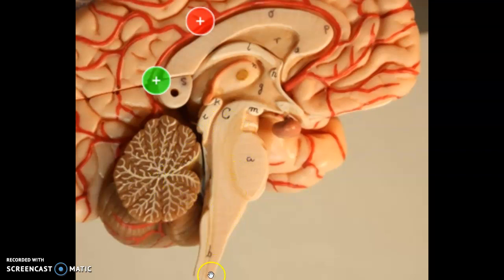So, moving up. Medulla oblongata, pons, midbrain or mesencephalon. We have the diencephalon right here. This L is the top of the diencephalon. And the diencephalon is going to have three main structures. This middle structure is the thalamus. Thalamus means middle room. We have the hypothalamus right there.